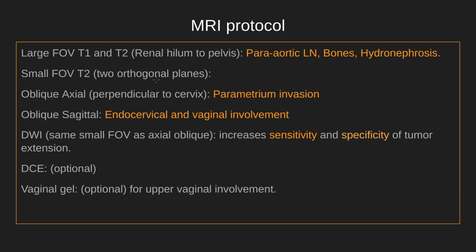So in terms of the MRI protocol, these are the major sequences that are acquired. First, a large field of view T1 and T2 weighted imaging is performed that extends from the renal hilum down to the pelvis. The goal of this sequence is to evaluate for any para-aortic lymphadenopathy, make sure there are no bone lesions in the abdomen and pelvis, and evaluate for hydronephrosis, because if there is hydronephrosis, that's an indirect marker of pelvic sidewall infiltration.